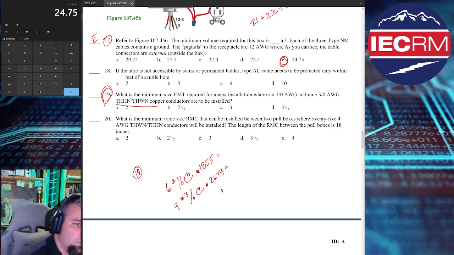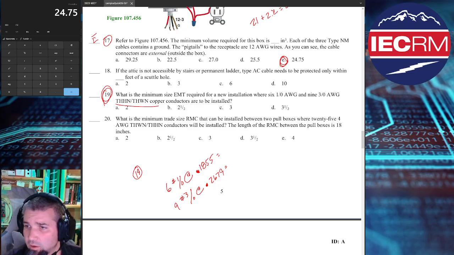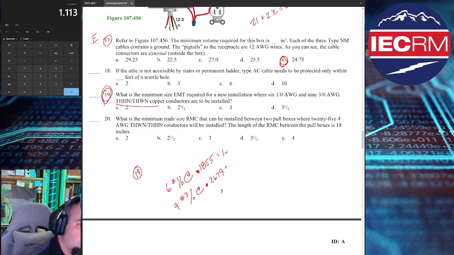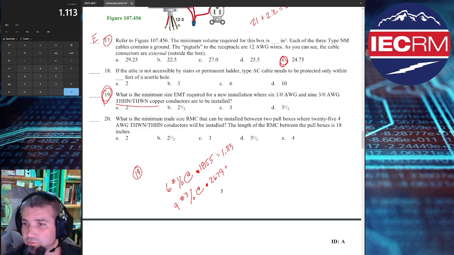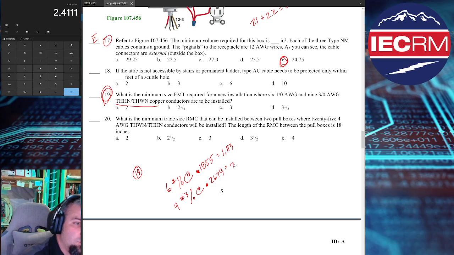Now I'm just going to do a little math on these. Let's keep them separate. So we will do 6 times 0.1855 equals 1.113. And let's see the other one. We have 9 of those, 9 times 0.2679 is 2.4111. And I'm going to add them up.